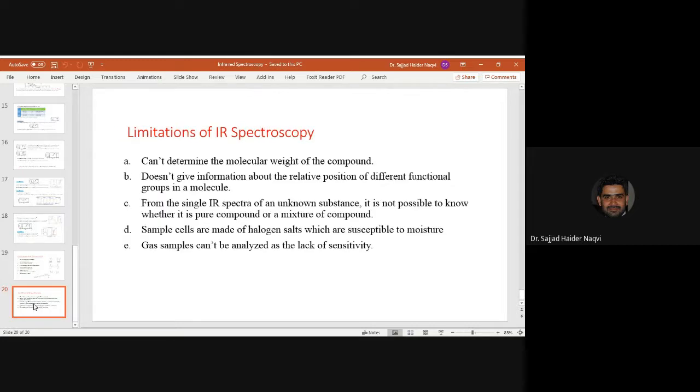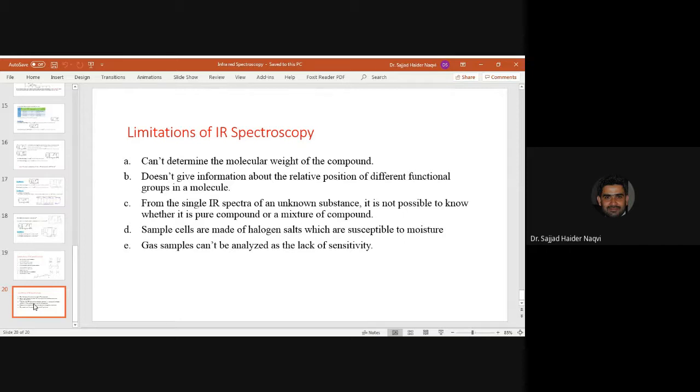However, there are certain limitations of IR spectroscopy as well, and we know that every technique would have limitation and application. In terms of the limitation, it cannot determine the molecular weight of the compound. For this, you have other techniques like mass spec and others. It doesn't give information about the relative position of different functional groups. From the single IR spectrum of an unknown substance, it is not possible to know whether it is a pure compound or a mixture of compounds. For purity, you go for HPLC and other techniques.